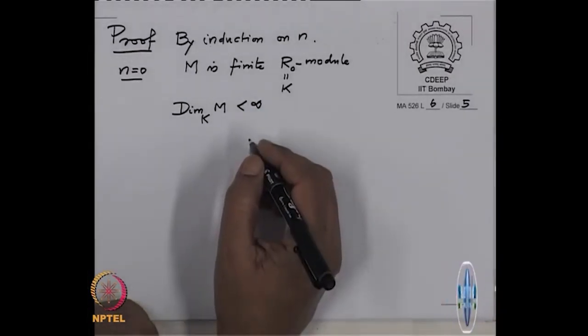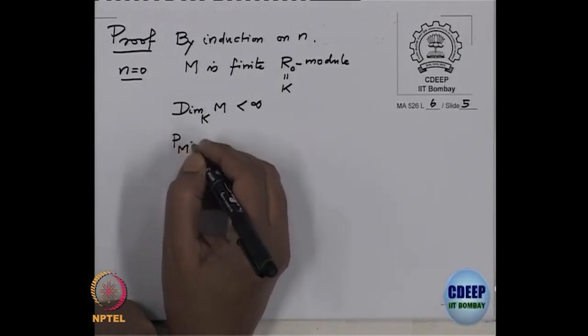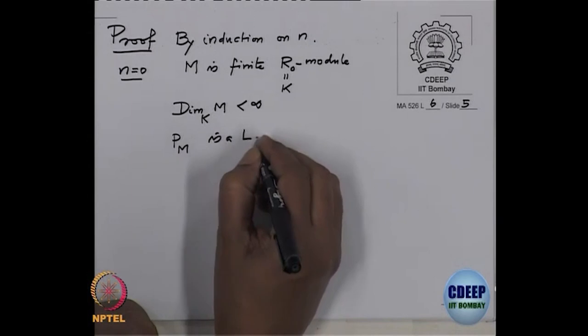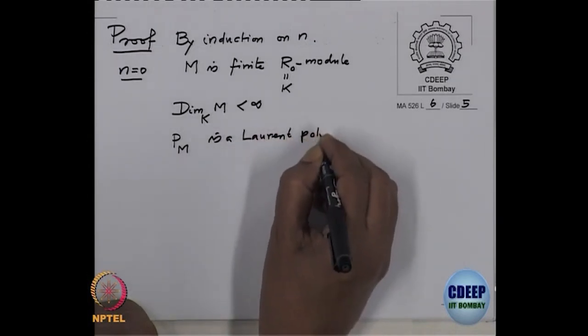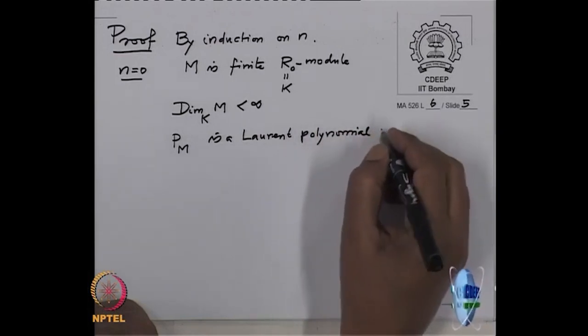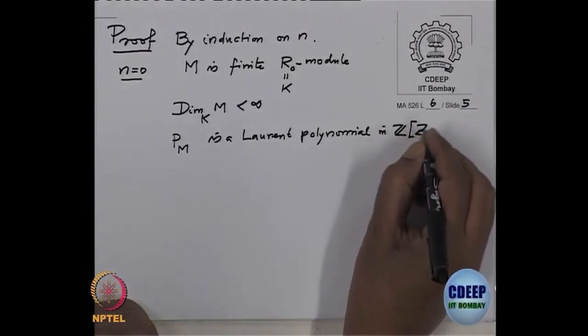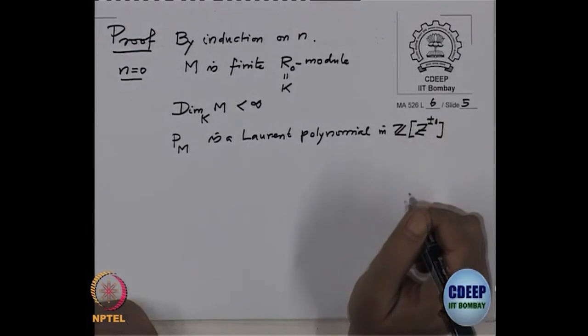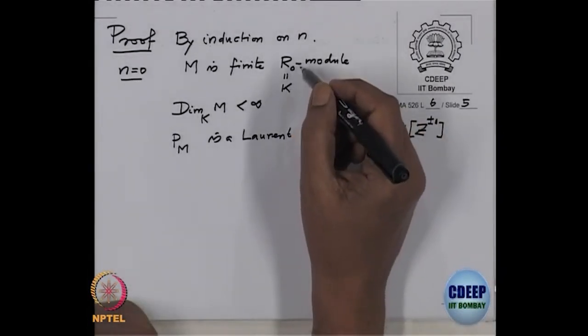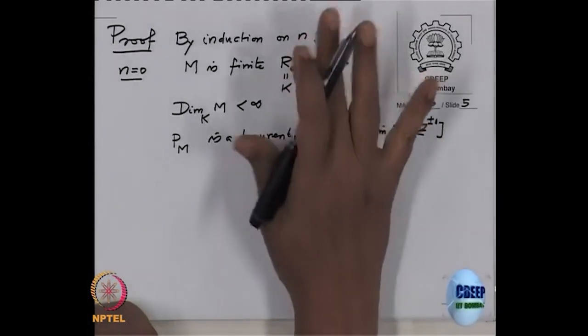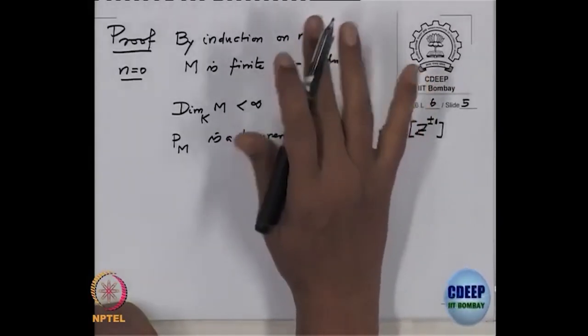And in this case PM is actually a Laurent polynomial in z plus minus 1. Right now I am assuming only R naught is K, because I am not really sure whether you know modules of finite length. Have you got exposure to modules of finite length? So that is why I am keeping the general case pending. After this I will recall some basics about modules of finite length, and then we will come back to this.